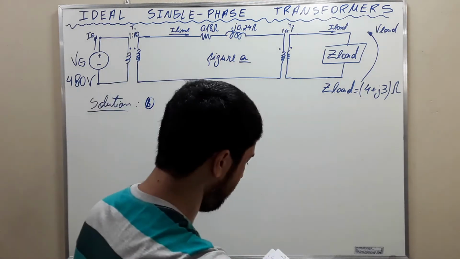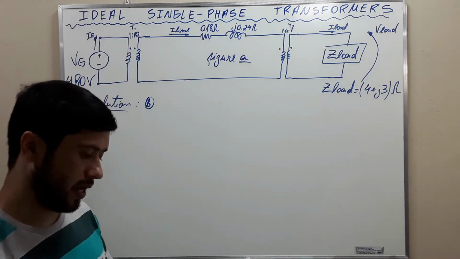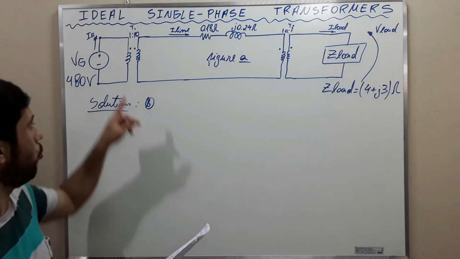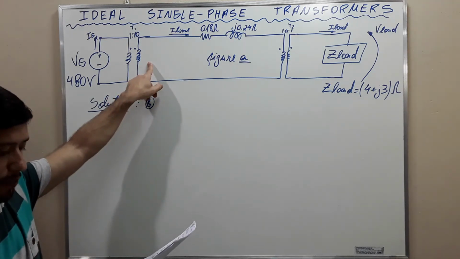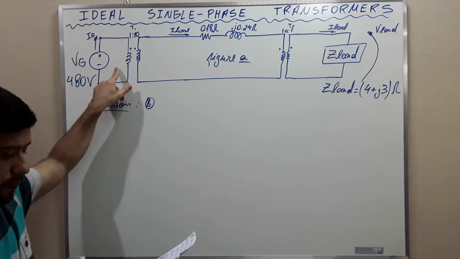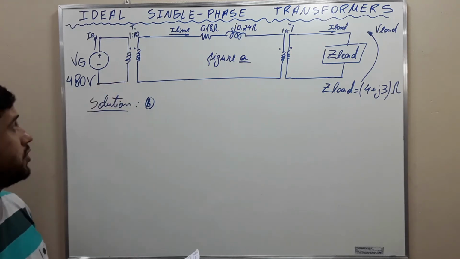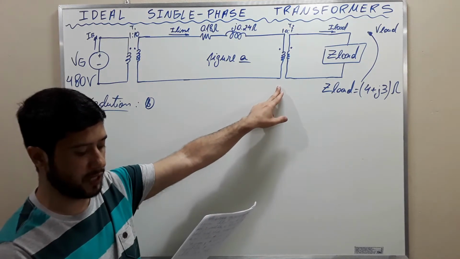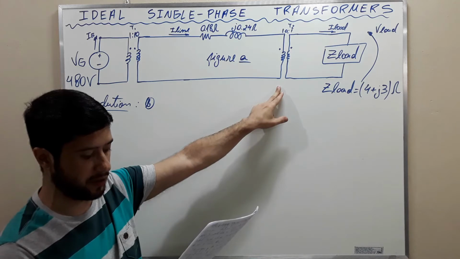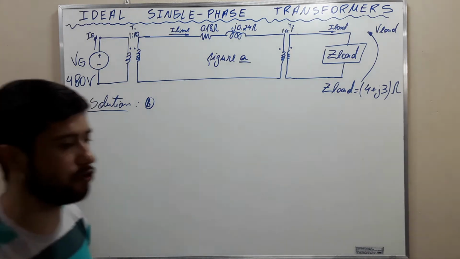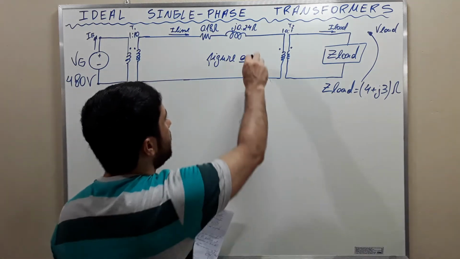Let's read letter B. What does the exercise want from us? Suppose a 1 to 10 step-up transformer is placed at the generator end of the transmission line, and a 10 to 1 step-down transformer is placed at the load end of the transmission line, such as in figure B. So now, this is figure B.